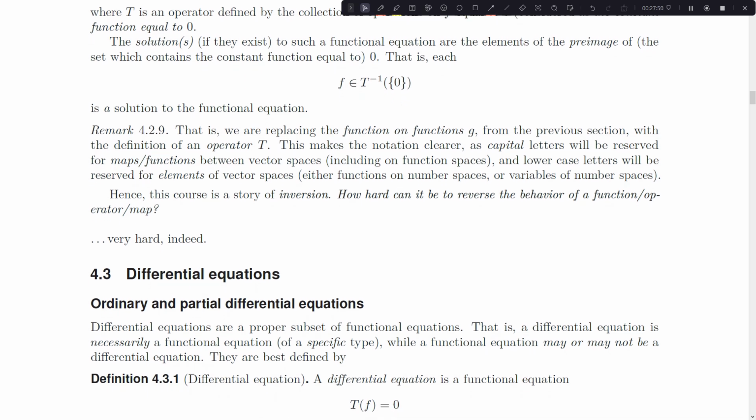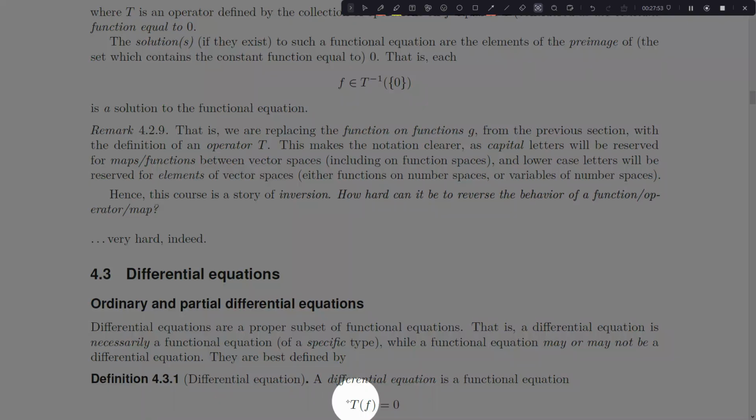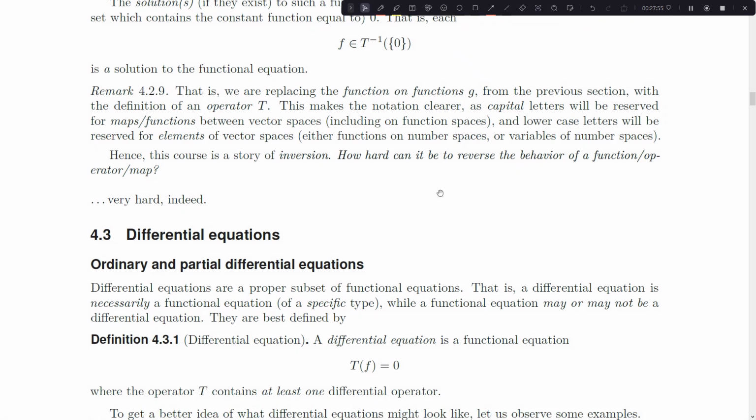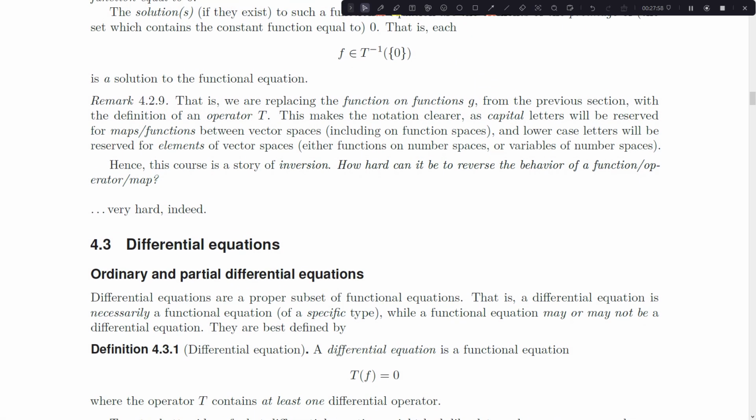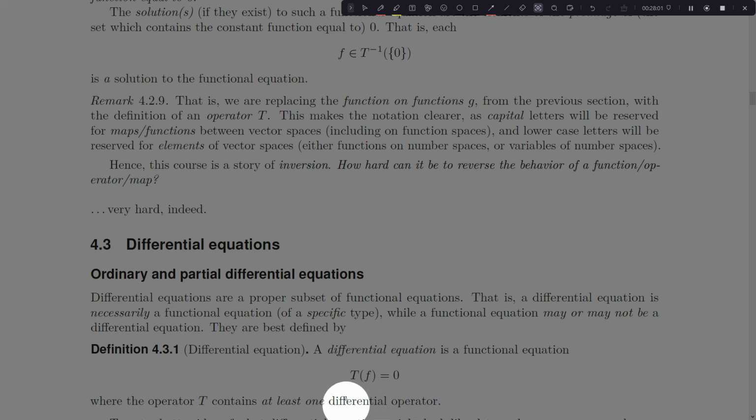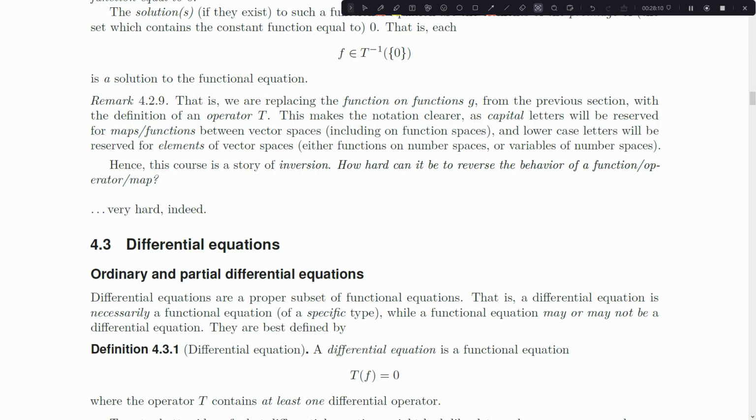So a differential equation is a functional equation, and recall this is how I can write any functional equation, where specifically the operator T contains at least one differential operator. So if I can find a derivative inside of this representation T, if I can find a derivative in there, then all of a sudden I've gained a differential equation.